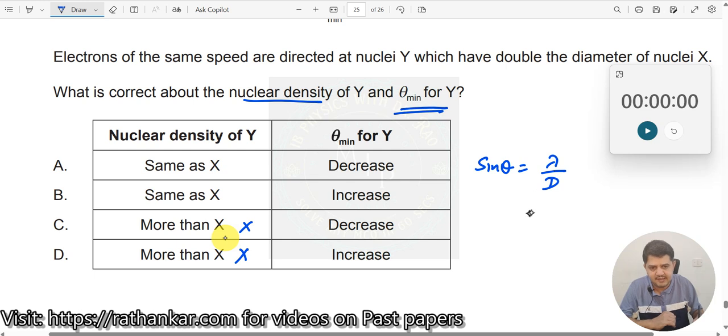There's an expression like this, wherein the dimension of the object is D here. So when this increases, definitely the theta value will reduce. Why do I say increase here? Because we have taken a nucleus whose diameter is twice that of the previous one. So definitely D increases and therefore theta reduces. So the answer here is that theta minimum will have a much more reduction. Thus the answer should be option E.